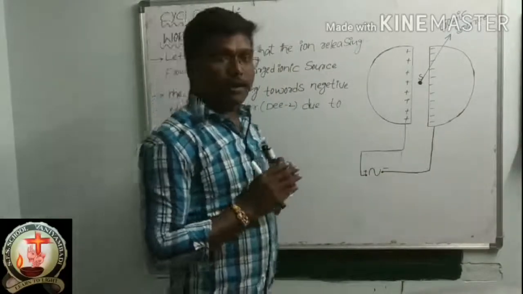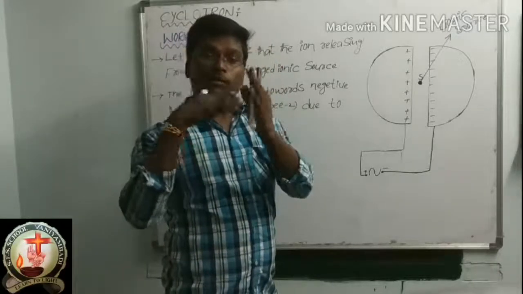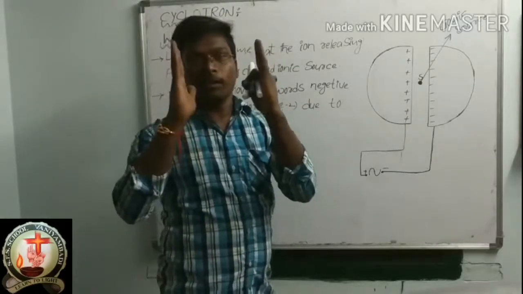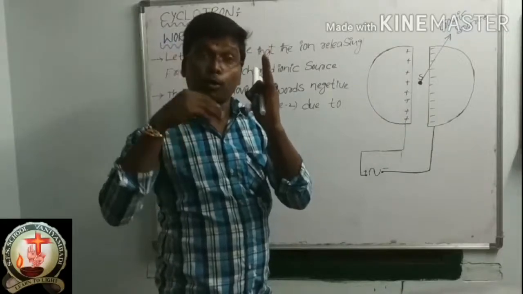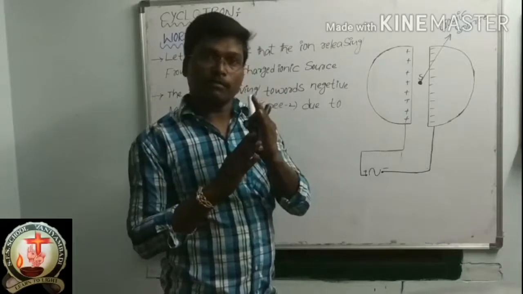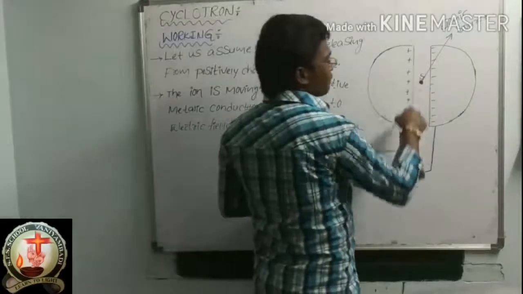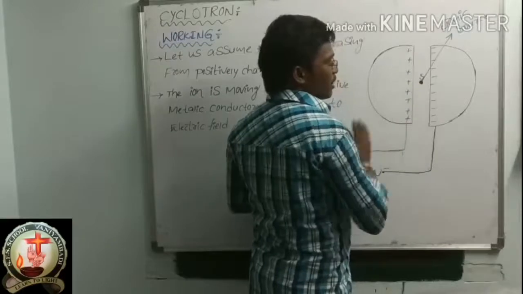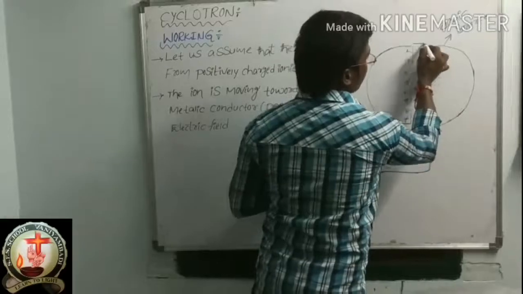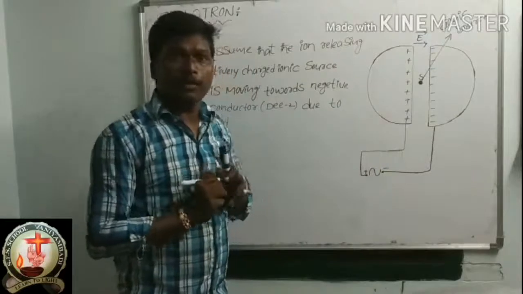I hope you already know that whenever we place a positive charge and a negative charge near each other, in between them what will be produced? An electric field. So this is the positive charge and this is the negative charge, and in between, an electric field will be produced. The direction of that electric field is from the positive side to the negative side. Suppose this is the positive plate and this is the negative plate. What is the direction of the electric field? This direction. Correct? Remember that.